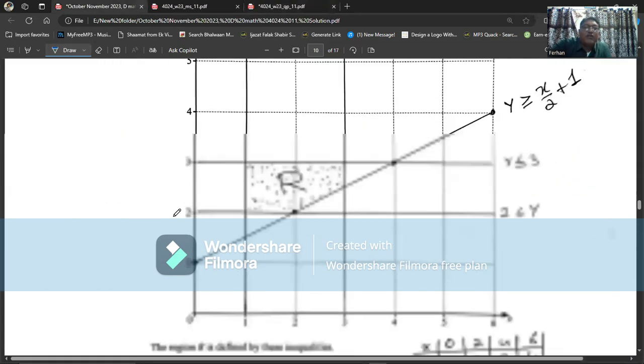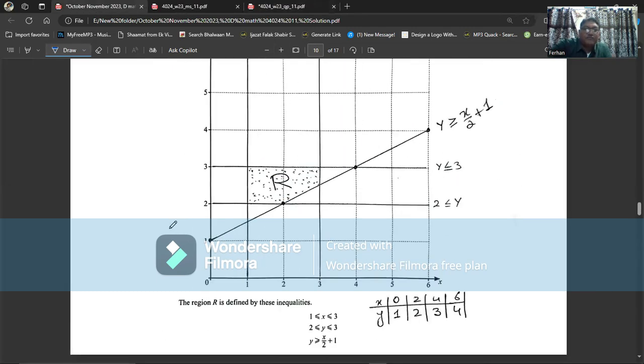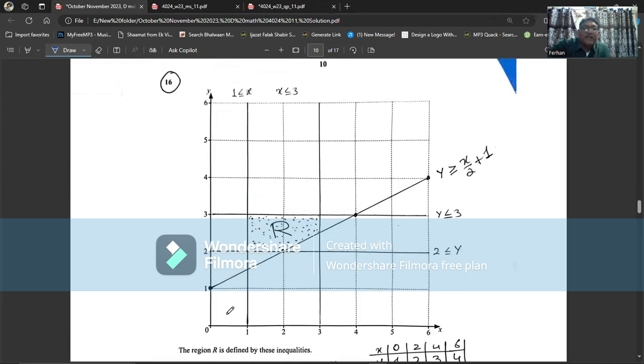And then the area bounded by these lines, I will shade it. So you can see, I will draw this line. This line is basically x equals 1. I will draw this line. This is x equals 3. I will draw this line. This is y equals 2. And I will draw this line. This is y equals 3.